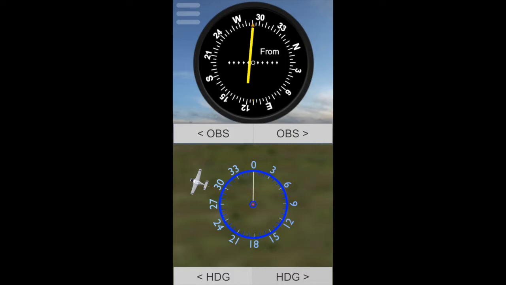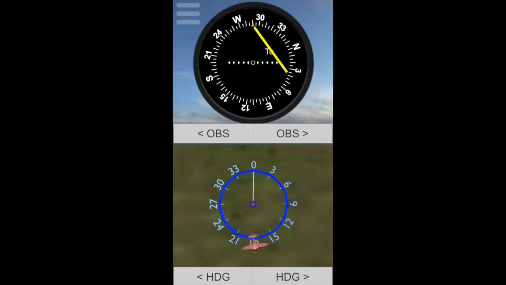Okay, so it's very critical that you understand the concepts of from versus to. What does a from indication mean? What does a to indication mean? And grasp the important concept that the heading of your plane does not matter. The plane could be facing anywhere, it doesn't matter. What matters is the radial the plane lies on at that moment. And this is how it works.